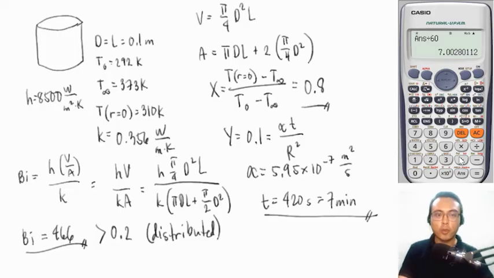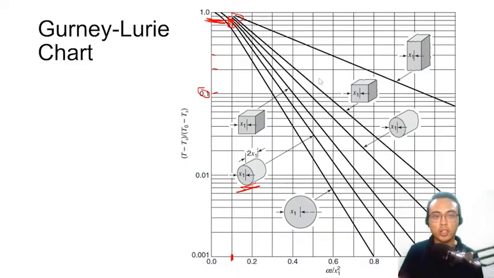For the second part of the problem, we are required to determine the center temperature of the cylinder if it is an infinitely long cylinder, meaning it's no longer stubby like this cylinder here. If we consider infinitely long cylinders, all of the parameters given here would still be the same. What will change is the diagonal line that we are going to use for the geometry in the Gurney-Lurie chart. So the value of x will still be the same, however the value of y will change. This chart is for short cylinders. This was our previous system. But now for the second part of the question, we have an infinitely long cylinder. This is the curve for the infinitely long cylinder.